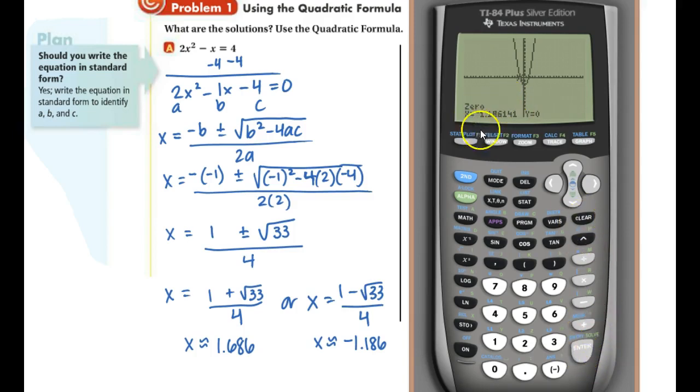And you can see right there that we do have the first zero. Actually, it's the second one, but the order doesn't matter. So we do get negative 1.186 for one of the zeros. And that's the zero that we found down here.